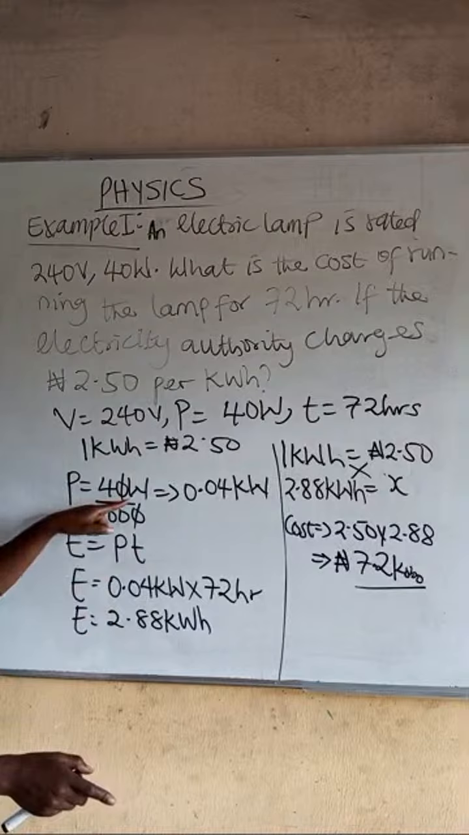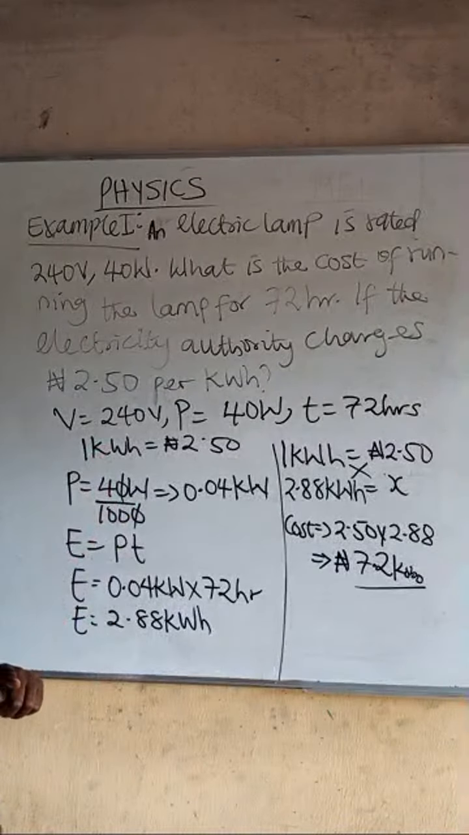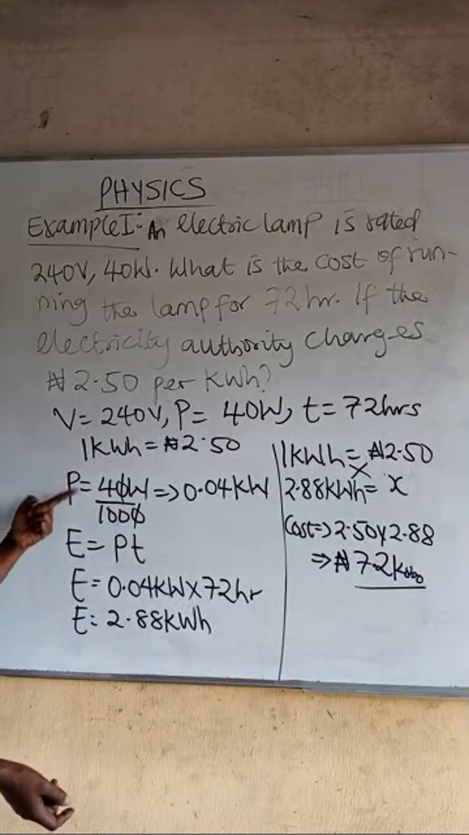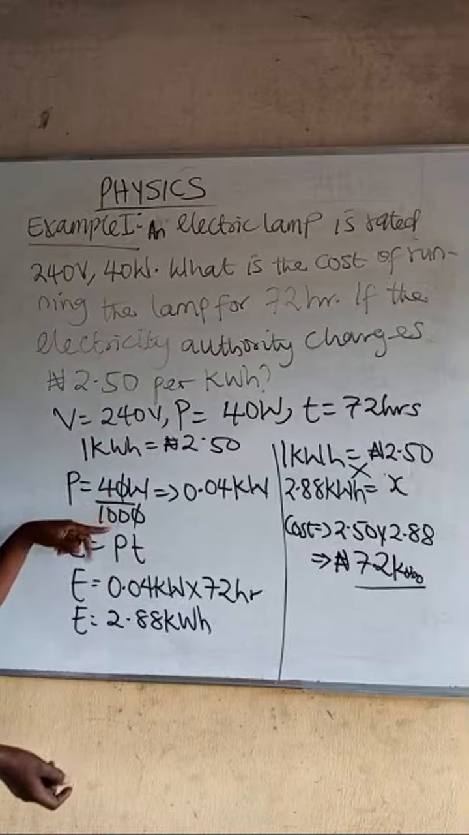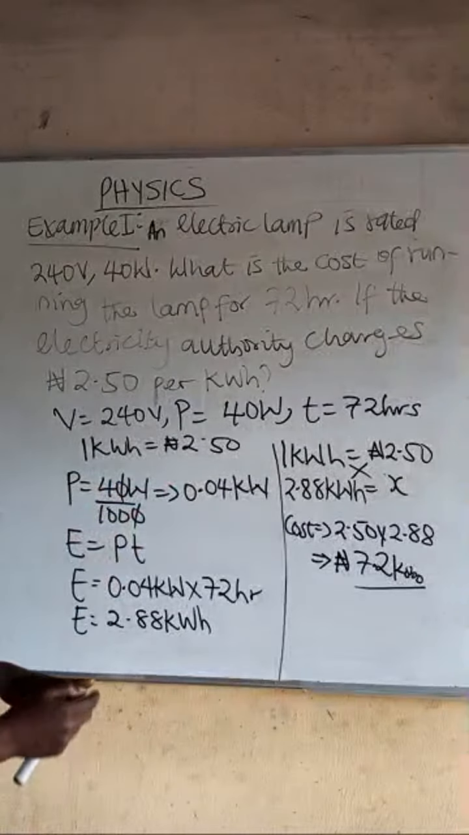And what is power? Power is 40 watts. Now we need to make the power to be in kilowatts, simply by dividing by 1,000. So we say 40 over 1,000. When we divide, we're going to have 0.04 kilowatts.